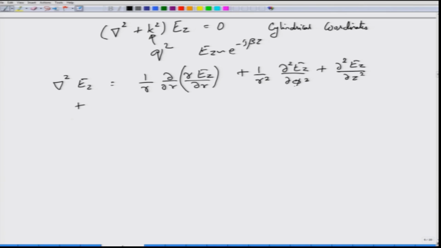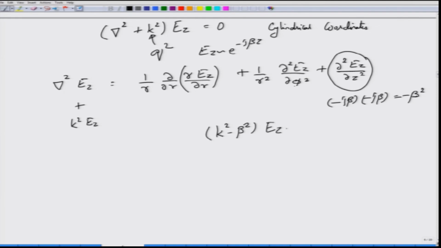Now to this, I can add k square Ez, and I know that del square by del z square is nothing but minus j beta whole square, because del by del z pulls out minus j beta, again you pull out minus j beta, minus and minus is plus, j into j is minus, so this is actually minus beta square. So if you add k square Ez, when you group the terms for Ez, you get k square minus beta square into Ez. The dependence on r and phi still remains the same. This is the reason why I said k square minus beta square is defined as q square, and I can replace it into this expression.